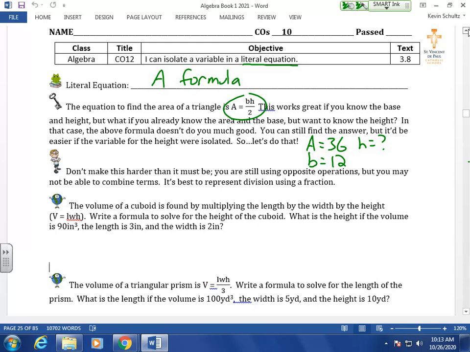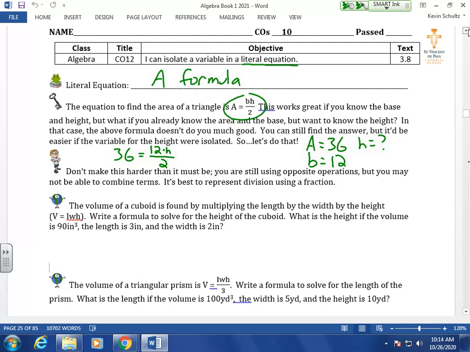I'd still start this by setting up A equals base times height divided by 2, only this time, instead of A being my answer, right? A is 36, the area of the triangle is 36, so 36 will equal my base of 12 times my height divided by 2.